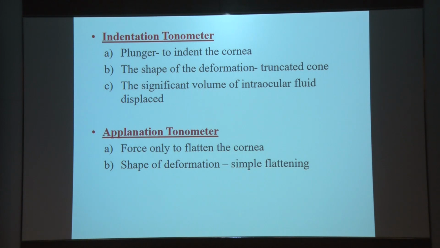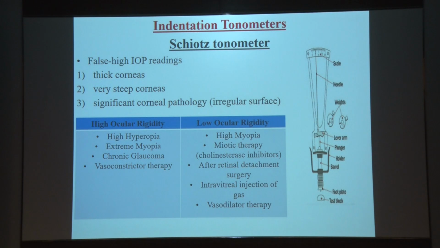In indentation tonometry, a plunger is there to indent the cornea. The shape of the deformation is a truncated cone, and the significant volume of intraocular fluid that is displaced measures the intraocular pressure. In applanation tonometry, force only is used to flatten the cornea, and the shape of deformation is a simple flattening. The Schiotz tonometer has been used for ages. It has some false high IOP readings, like in cases of thick cornea, very steep corneas, significant corneal pathology, or irregular surface.